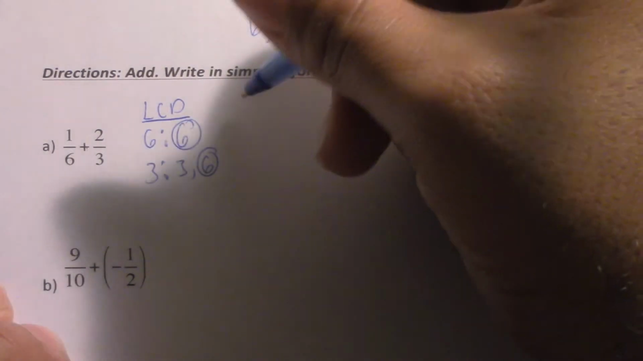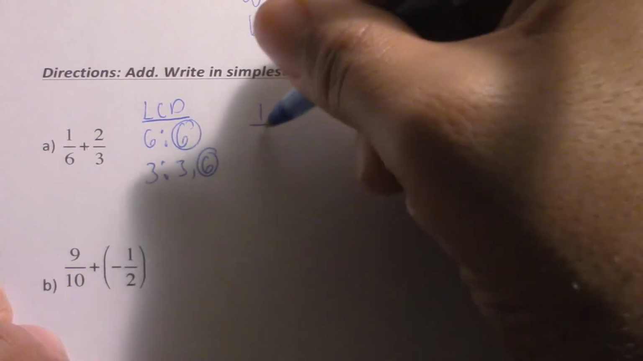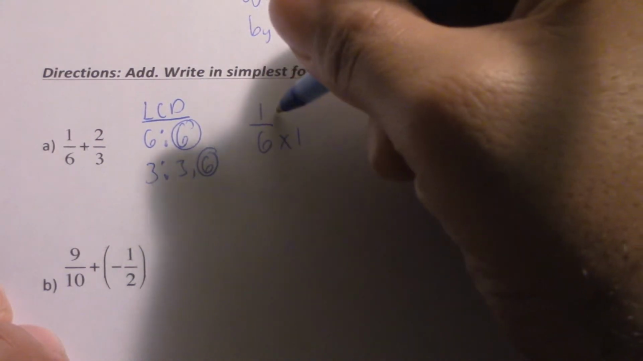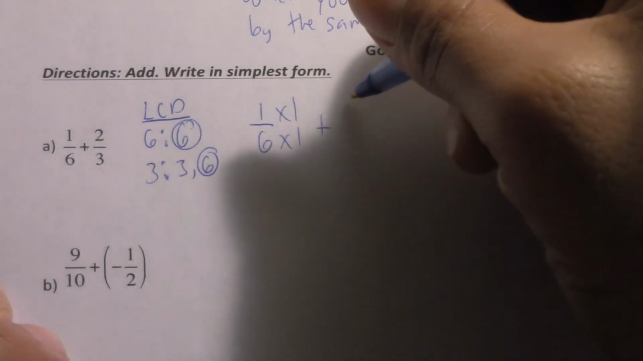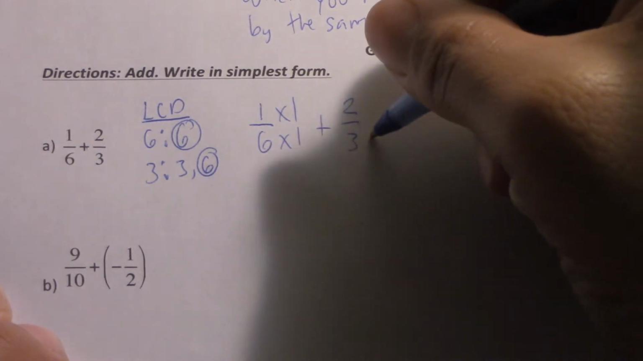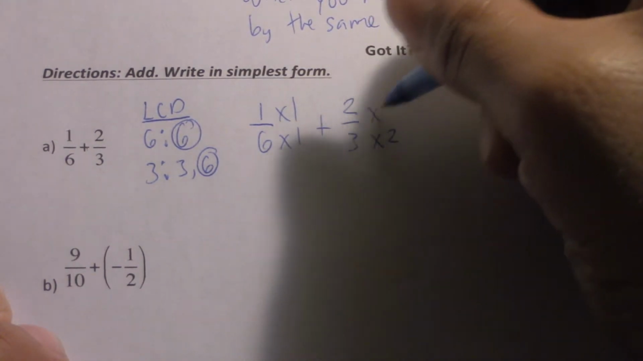All right, now let's rewrite these fractions with my LCD. 1/6 times 1 times 1 plus 2/3 times 2 times 2.